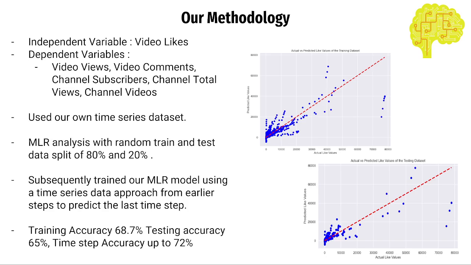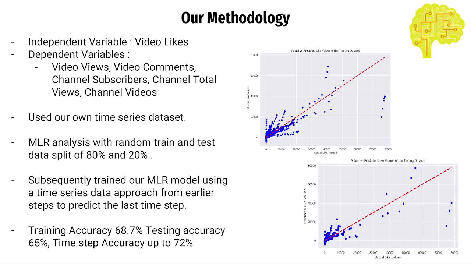For our own methodology, we chose video likes as our independent variable, and dependent variables as video views, video comments, channel subscribers, channel total views, and channel videos. We used our own time series data set for an analysis, and then we did a random train and test data split of 80% and 20%.